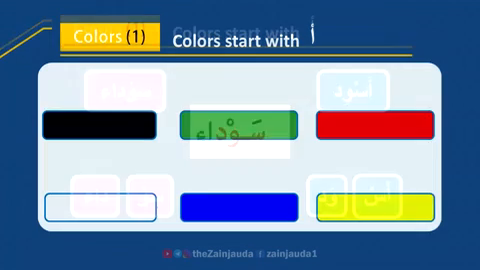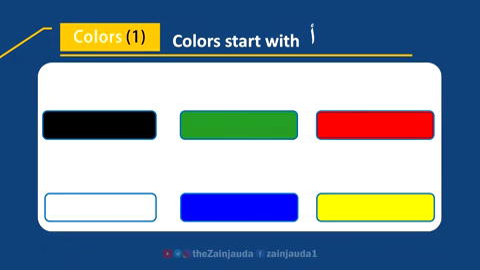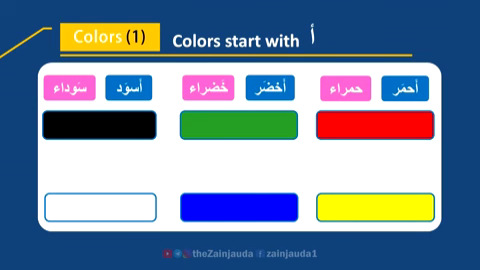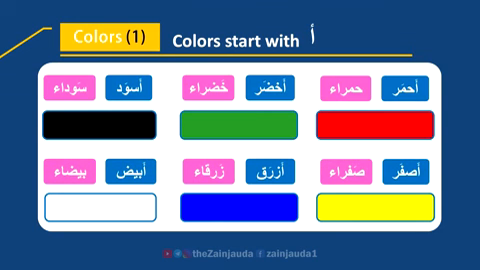Let's have more examples. These are all the colors that their masculine starts with hamza and their feminine ends with hamza. Please notice that the color is below the words. أحمر, حمراء. أخضر, خضراء. أسود, سوداء. أصفر, صفراء. أزرق, زرقاء. أبيض, بيضاء.